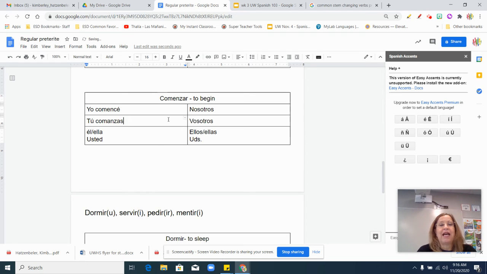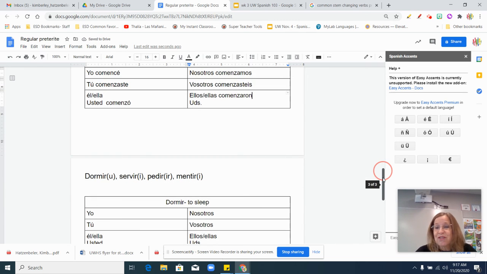So comenzaste. Oh, look at that. It caught my spelling mistake. Comenzó. And this would actually be a boot verb in the present tense, but it's in the preterite, past tense, so no boot verb. Comenzamos. Comenzasteis. Y'all began. Comenzaron. They began. Excelente.